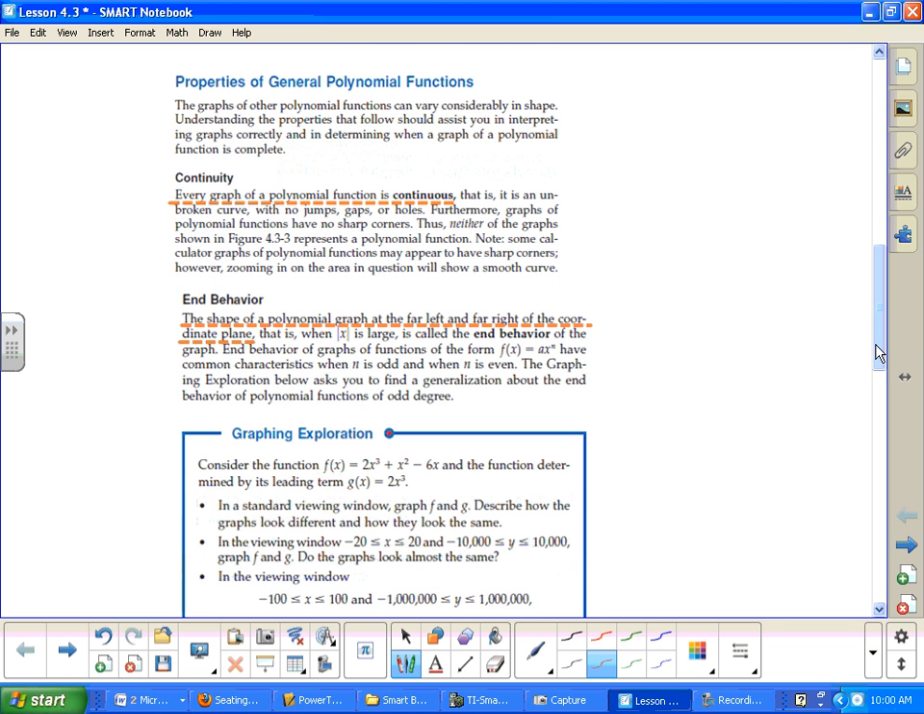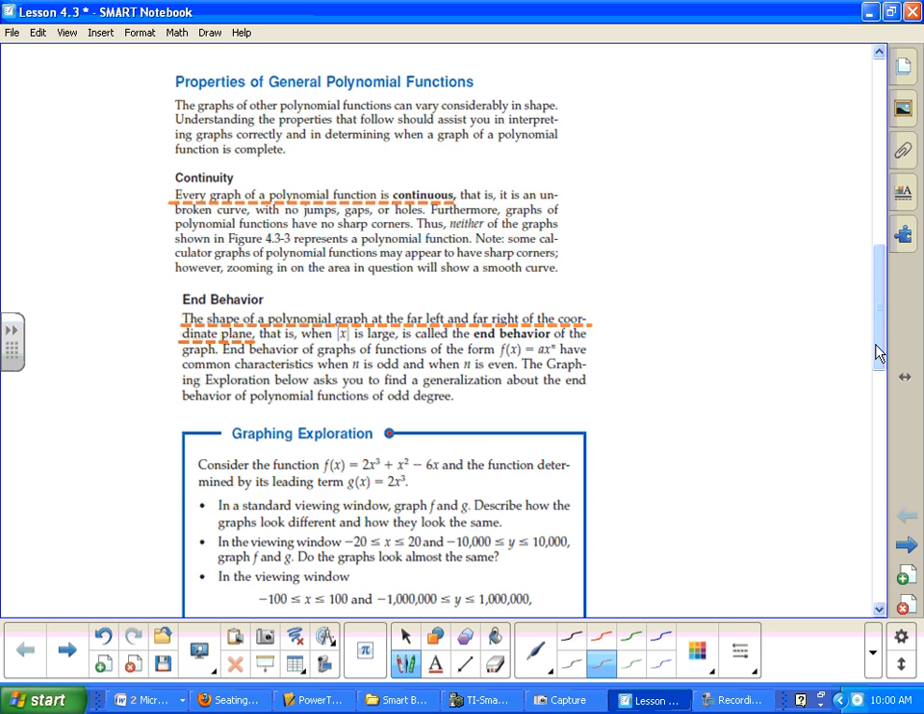Just talk about some general properties. Continuity: remember that all polynomial functions are continuous, which means that there are no breaks in the graph, no jumps, no gaps or holes. We're going to talk about end behavior, and end behavior says what's happening as the values of x get really, really big, so closer to positive infinity, closer to negative infinity. What's happening on the ends? Is the graph going up, or is the graph going down?